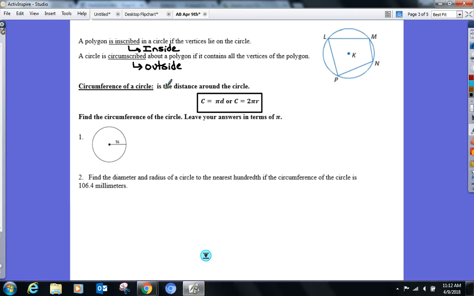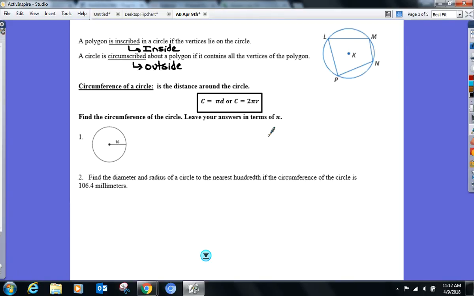There are two formulas, which I am not going to give to you, that you can use. Pi d or 2 pi r. Why are they the same? Anybody remember how a radius works with the diameter? Diameter equals twice the radius, so that's where that comes from. You guys decide what you want to use. I don't care what you use. We'll make class decisions along the way to figure out which one we'll use.